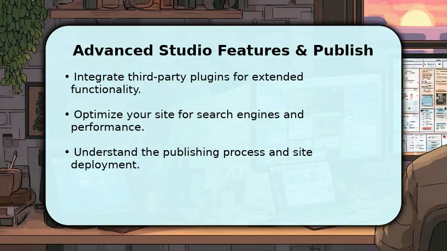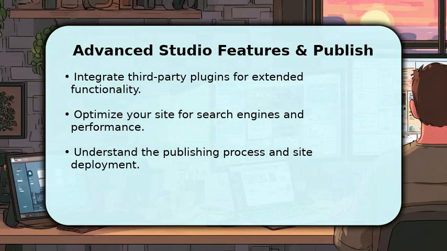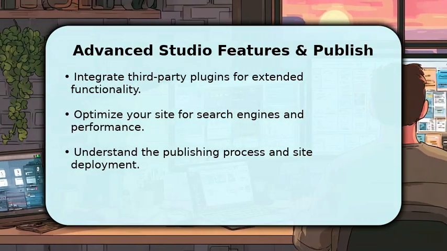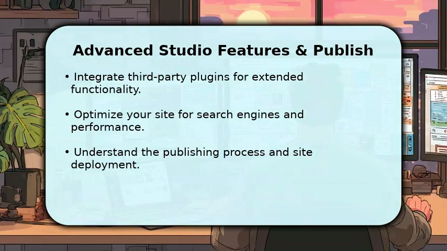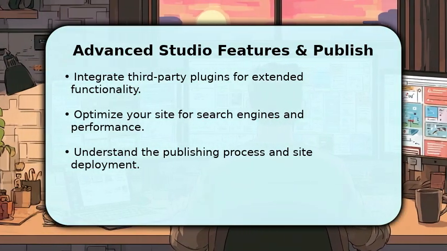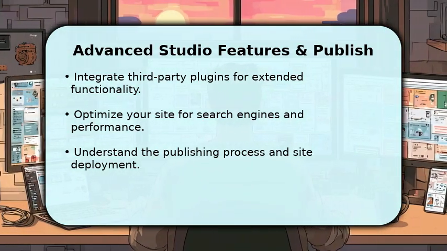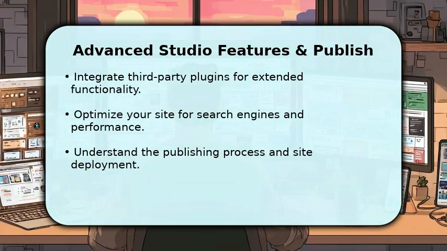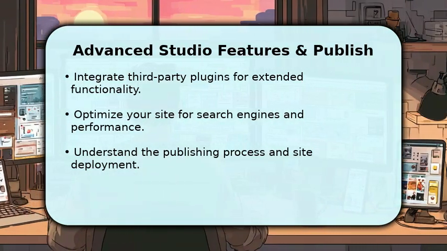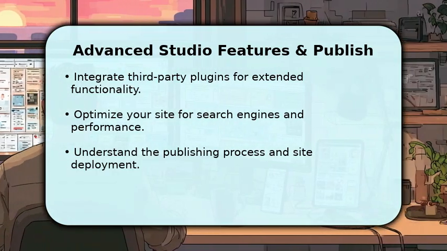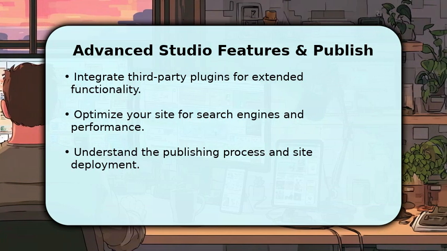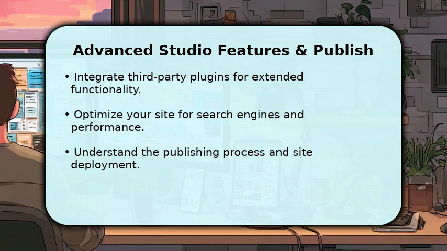To extend your site's capabilities, WordPress Studio seamlessly integrates with thousands of third-party plugins, adding features like e-commerce or advanced analytics. Optimize your site for search engines directly within the Studio, improving its visibility and reach. Finally, when your masterpiece is complete, the publishing process is intuitive. With just a few clicks, your site will be live and accessible to your audience, ready to make an impact on the web.